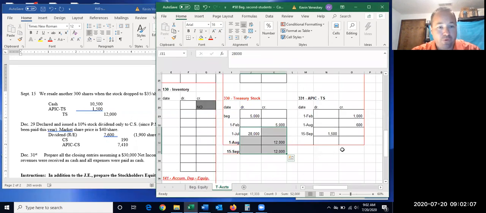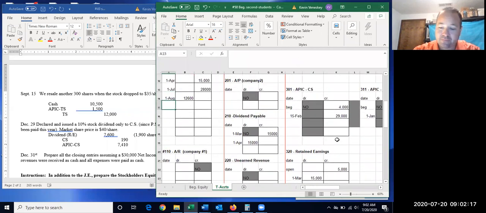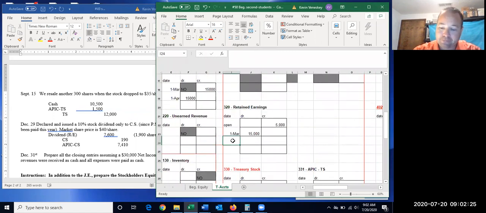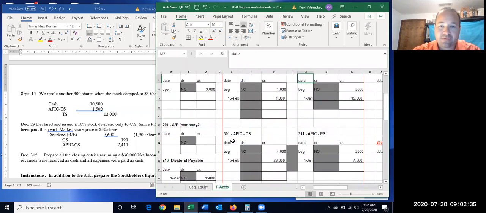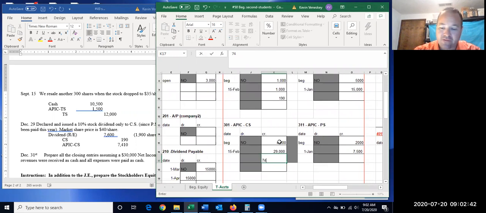All right, so let's put these in. The only thing I didn't do, I don't think I put this guy in yet. So let's put in that 10.5 of cash from September 15th. Now we're ready to do the December 29th. We had $76 going into the retained earnings as a negative. Common stock went up 190, and the additional paid in capital went up 74.10.